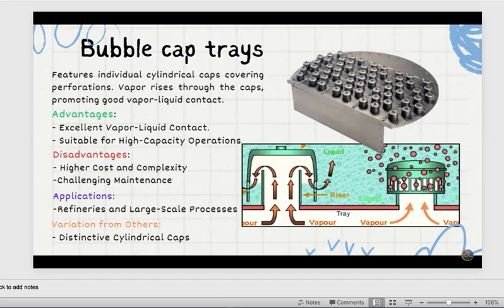We need to summarize. Okay, the bubble cap. This is the feature. This is the movement of the vapor, and this is the riser and the cap. And we have advantages: excellent vapor liquid contact, excellent vapor liquid equilibrium on the surface of the tray, suitable for high capacity operation also. But the disadvantage is higher cost and the complexity, challenging during the maintenance. Okay, so the application is in the refinery and large scale processes, and this is the previous description of the bubble cap as we mentioned.